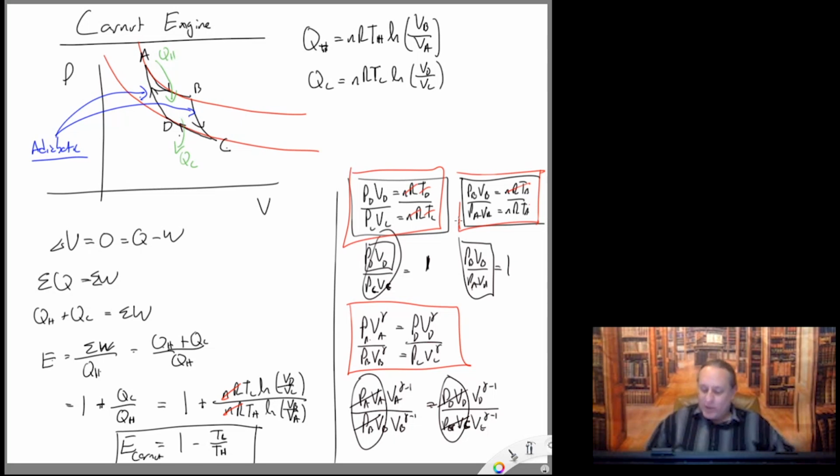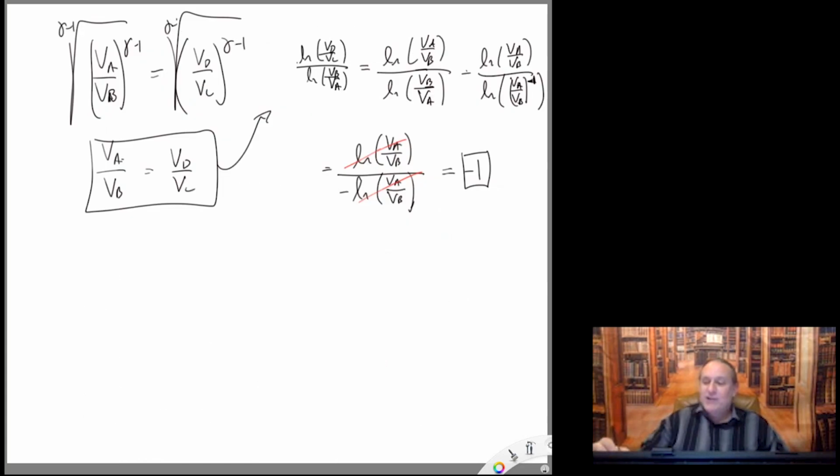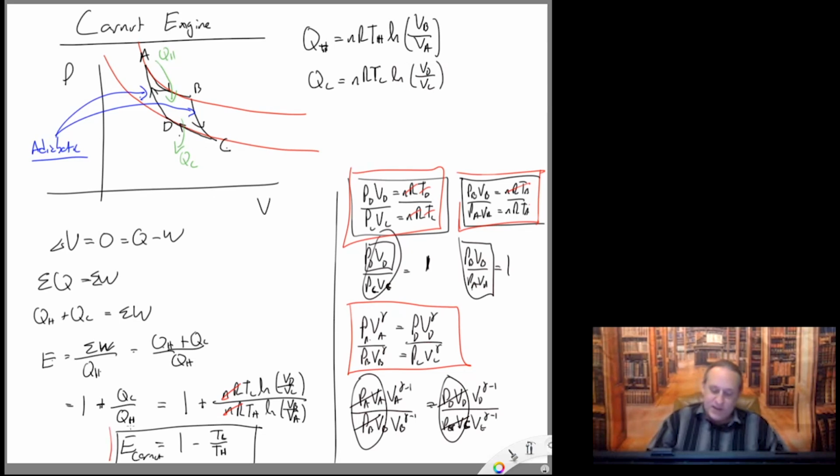And so then we get a relationship showing us that the ratios VB over VA and VD over VC are the same ratio, except one of them is flipped relative to the other. Therefore, the natural log ratio just gives us a -1, and that then gives us the efficiency of the Carnot engine.